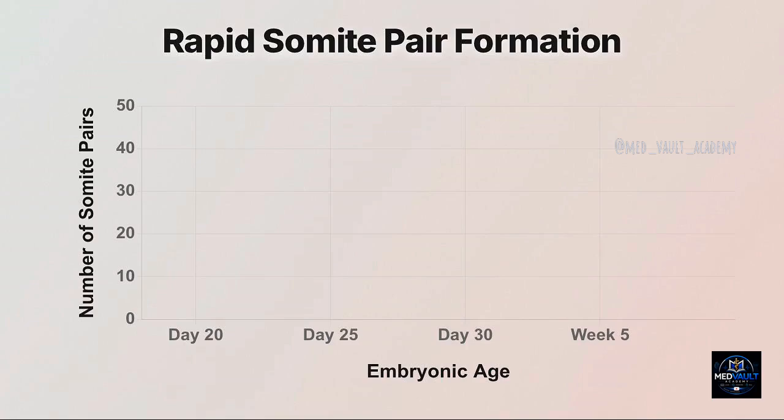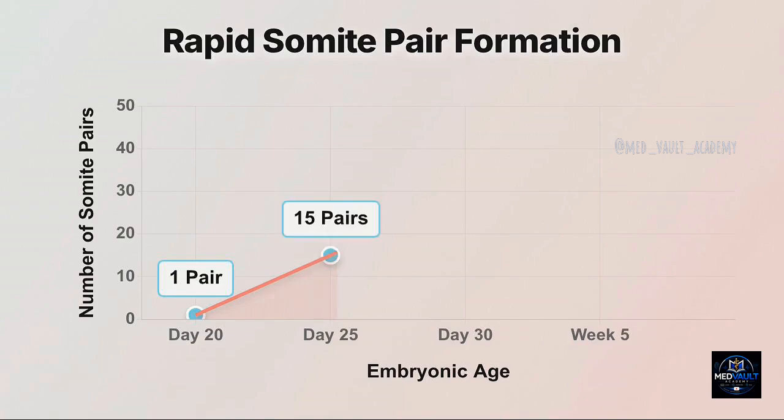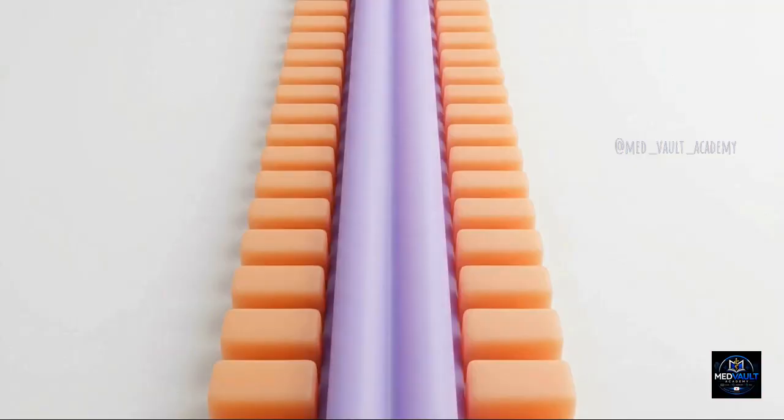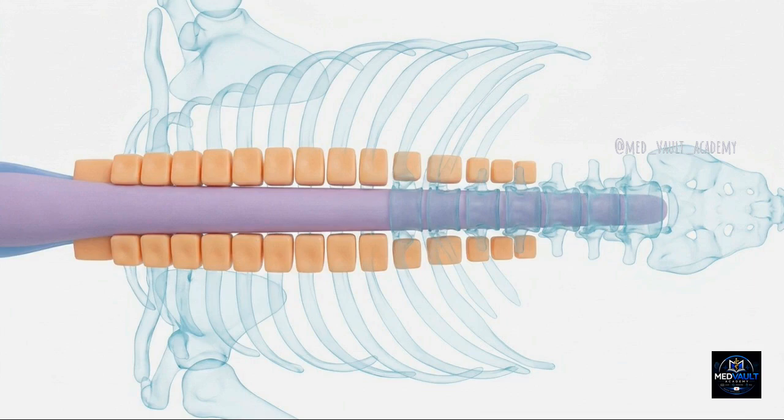This animated timeline tracks their rapid appearance, running on a strict biological clock. The first pair emerges around day 20. New somites appear continuously, reaching 15 pairs by day 25 and peaking at 44 pairs by week 5, completing this segmented axis. Because they appear with such predictable periodicity, these temporary blocks act as an internal clock. The precise timing of their emergence dictates the exact schedule for all subsequent musculoskeletal development.